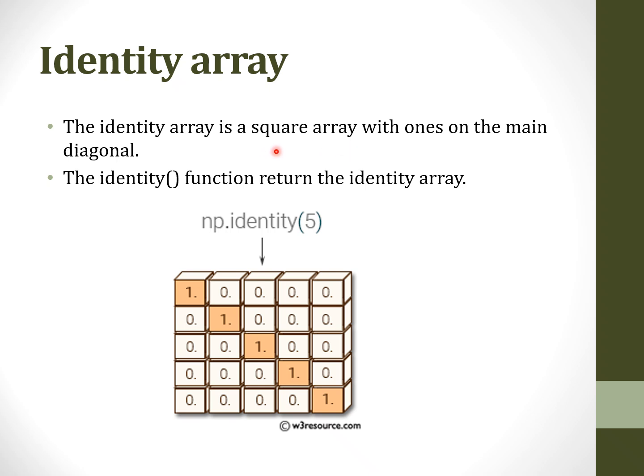Which means the number of rows and the number of columns will always be equal and the leading diagonal will have ones. So if you are giving np.identity of 5, so with 5 rows and 5 columns, a matrix will be created and the leading diagonal will be filled with ones and the rest of the values will be filled with zeros. So this is what we call an identity array.